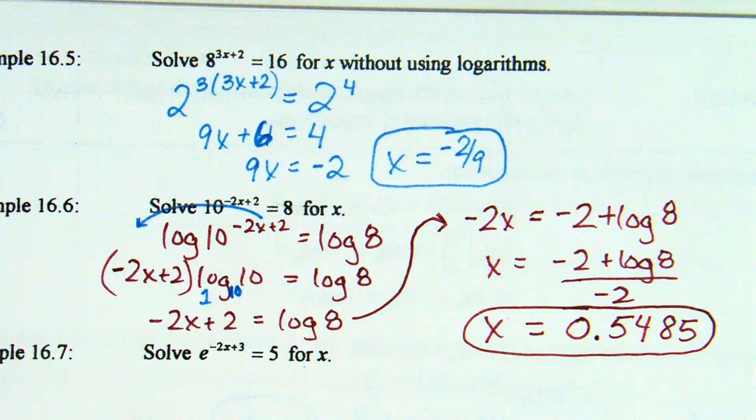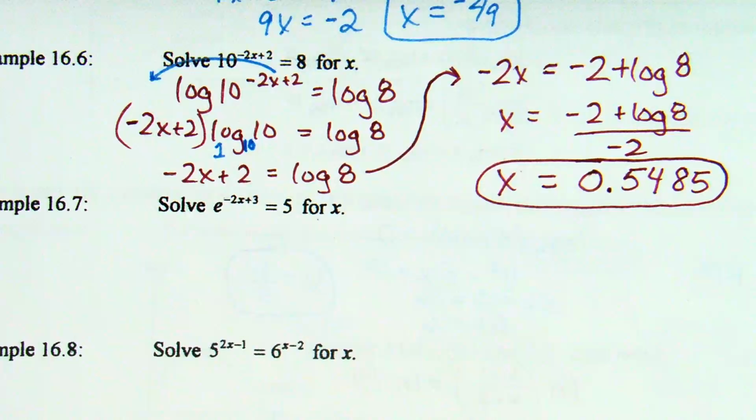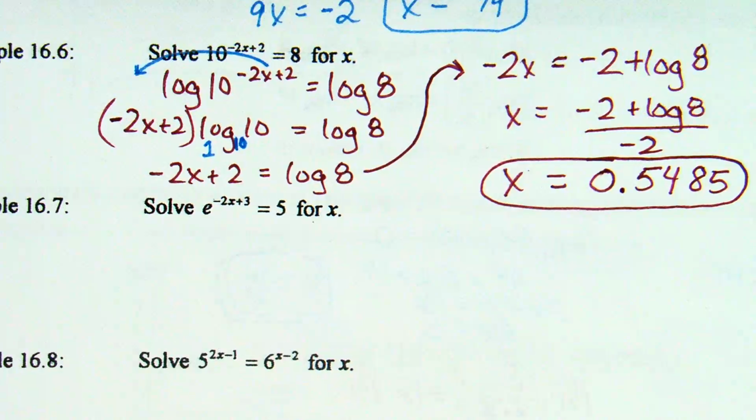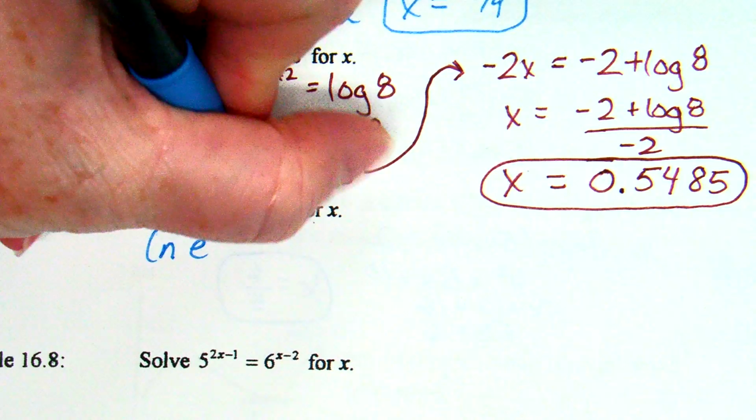Okay. Example 7. Yes, these aren't that bad. I didn't remember this. Example 7. Can e and 5 be written with the same base? No, that's a given no. So what am I going to do differently about this problem? We're taking the log, but notice it says to take the natural log because there is an e involved. And remember, natural log is base e. So natural log of e to the negative 2x plus 3 equals natural log of 5.